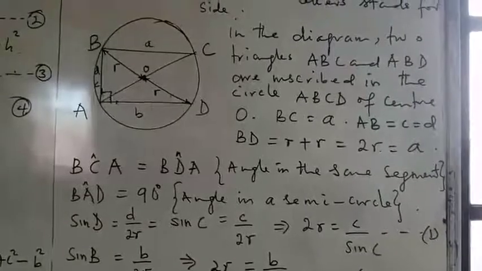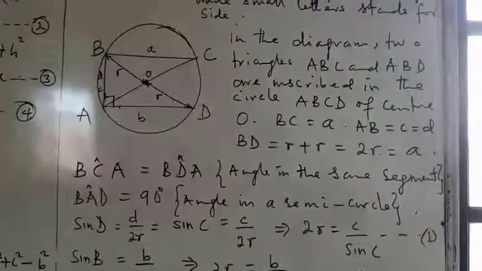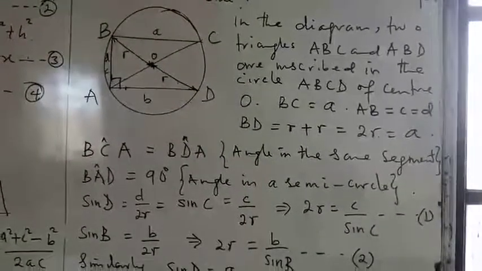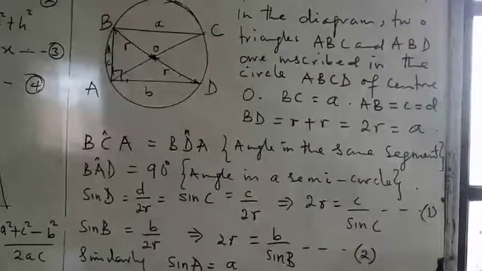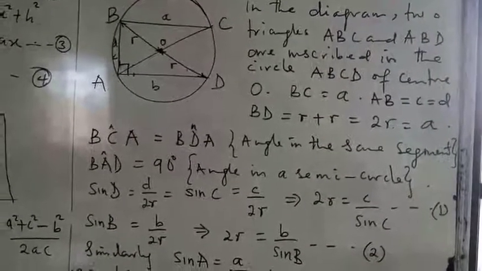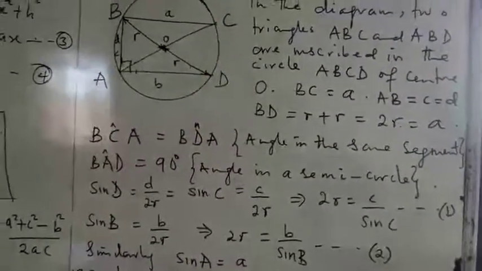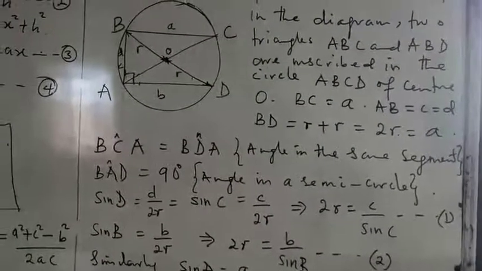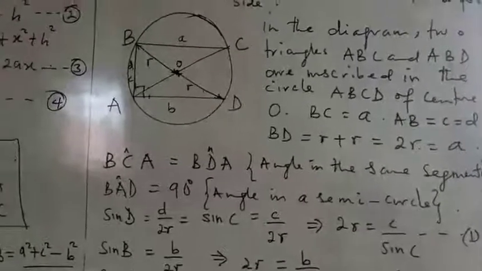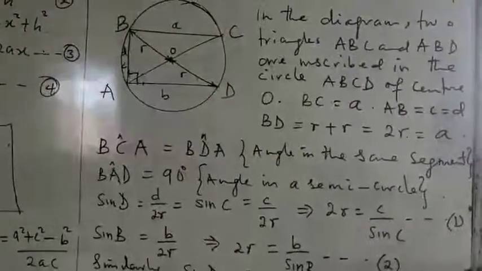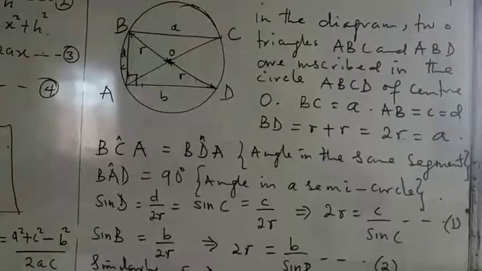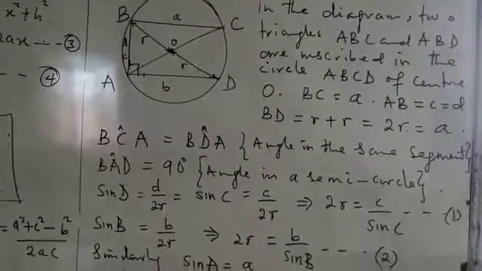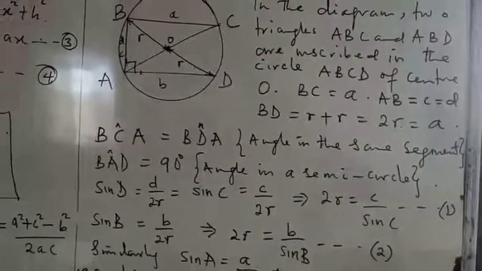In the diagram, angle BAD is 90 degrees. Angle in the semicircle is 90 degrees. So it is a right angle triangle. Sine D is given as d over 2R, opposite over hypotenuse. If you take the triangle ABD, the opposite for angle D is d, while the hypotenuse is 2R. Opposite over hypotenuse, sine D gives d over 2R.